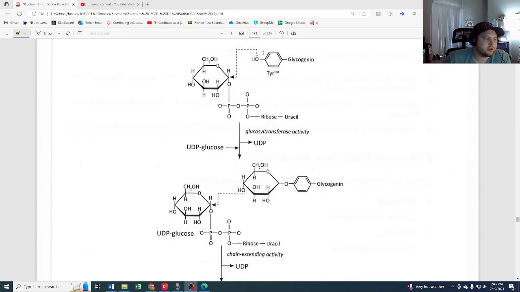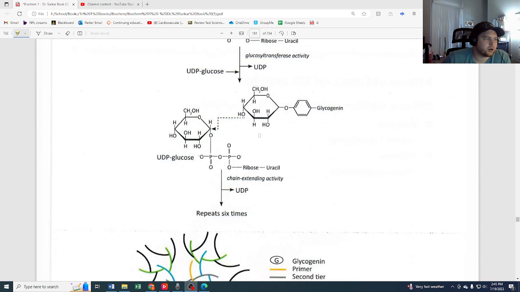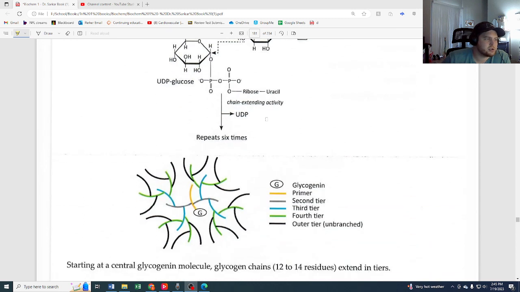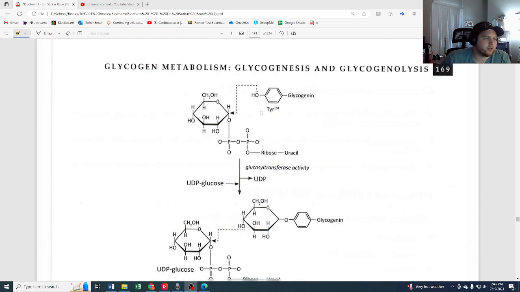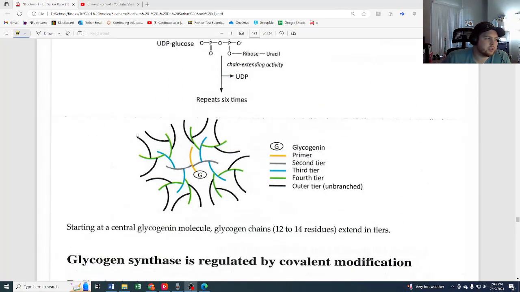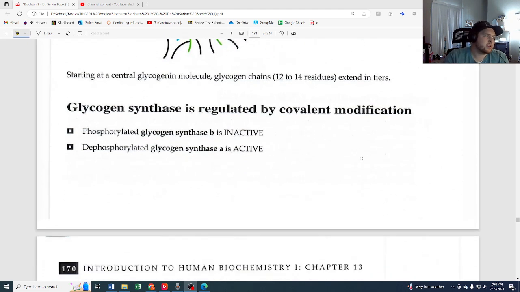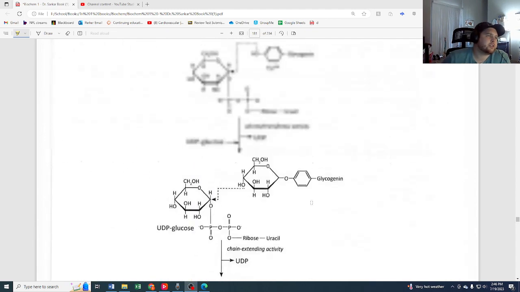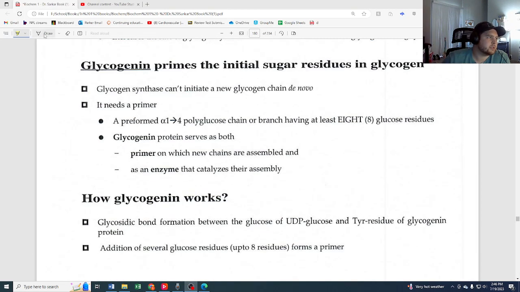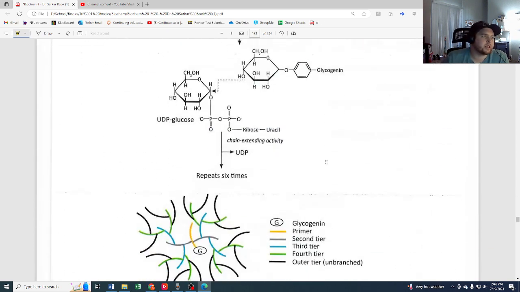So we have our glycogenin, and it's going to start the process repeating several times to start the initial chain. And then we can see here how we get these branches forming off of this initial chain. So this glycogenin forms the primer, and then it can start to have branches and branches and branches come out of it. That's really all you need to understand from this whole part: the glycogenin acts as the primer and the enzyme in order to allow glycogen to form. That's the main idea that you want to focus on with that.